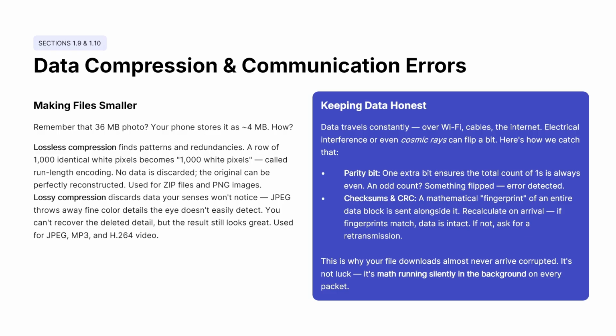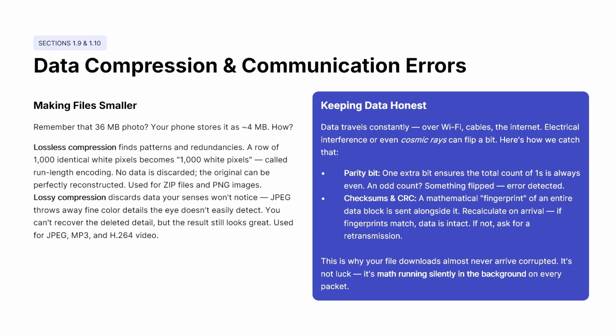Lossless compression is like summarizing a book, but keeping every fact. Lossy is like summarizing a film. You capture the plot and feeling, but you skip some scenes. You can't recover the deleted scenes, but the story still makes sense.